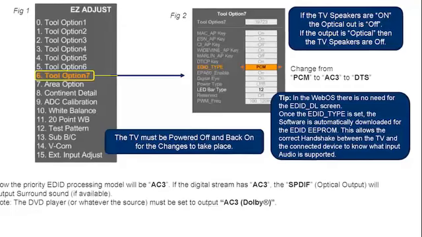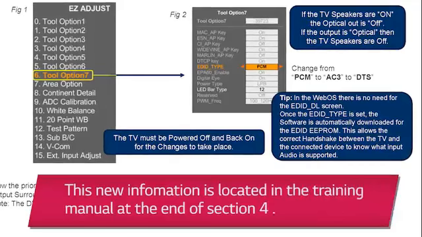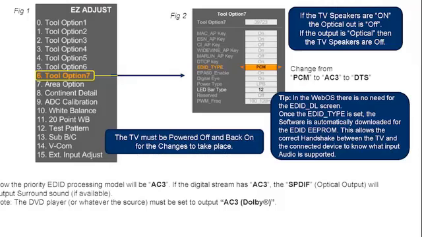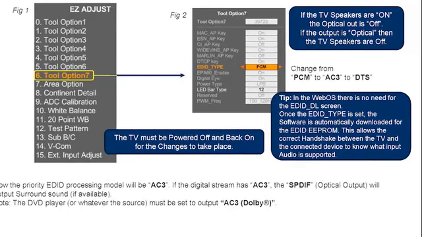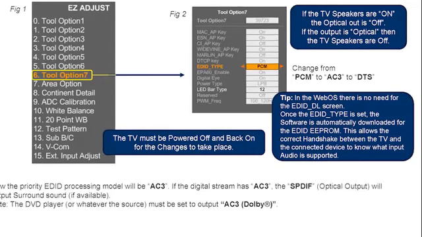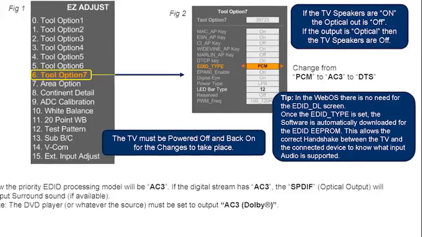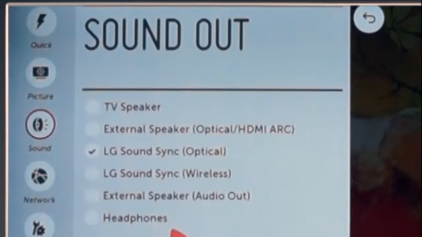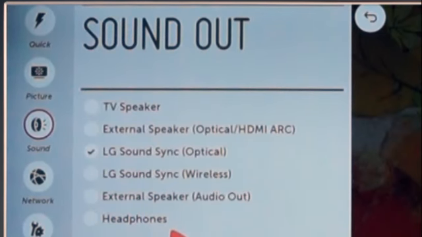And by the way, I'm making a new page in the manual where I'm adding some additional details about optical audio. We have two menu items that affect the way optical audio works. We have the service menu called Adjust or Easy Adjust menu, and this is the EDID screen. We have the customer's menu setting, which is the one I've already showed you, the sound setting.